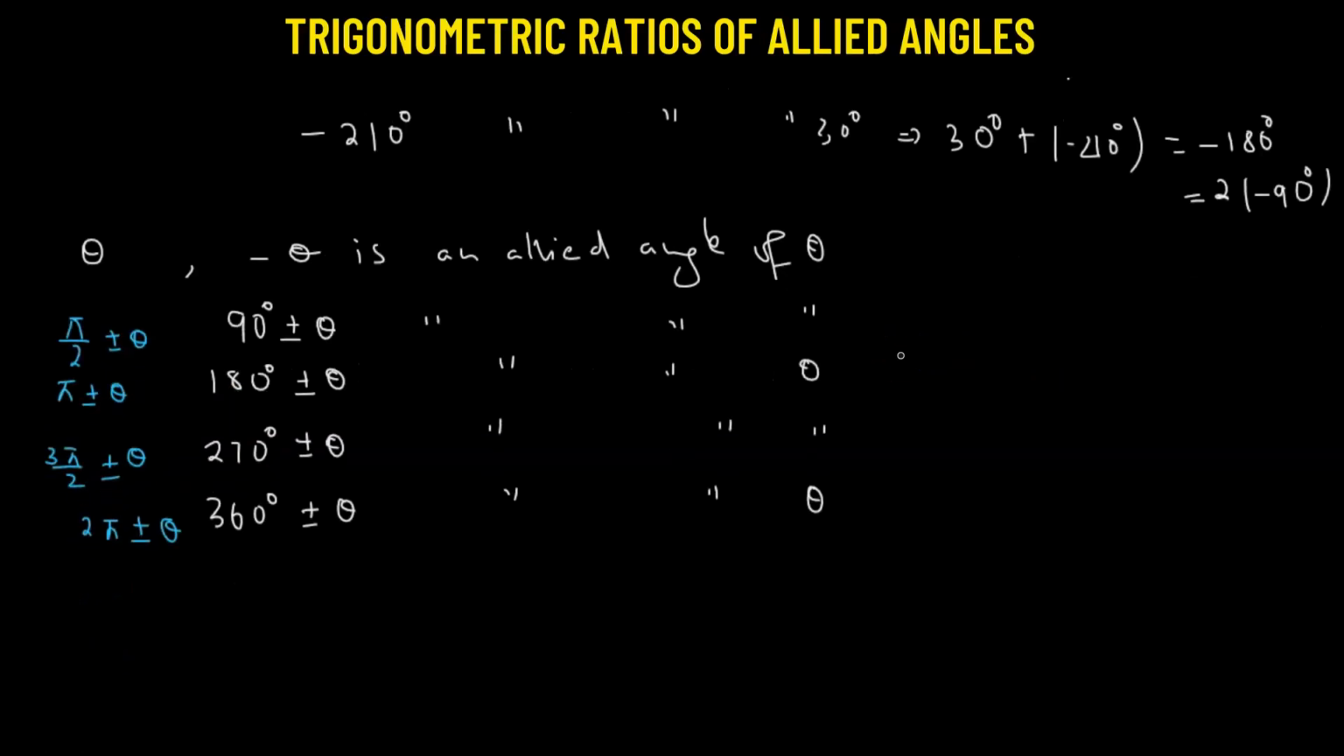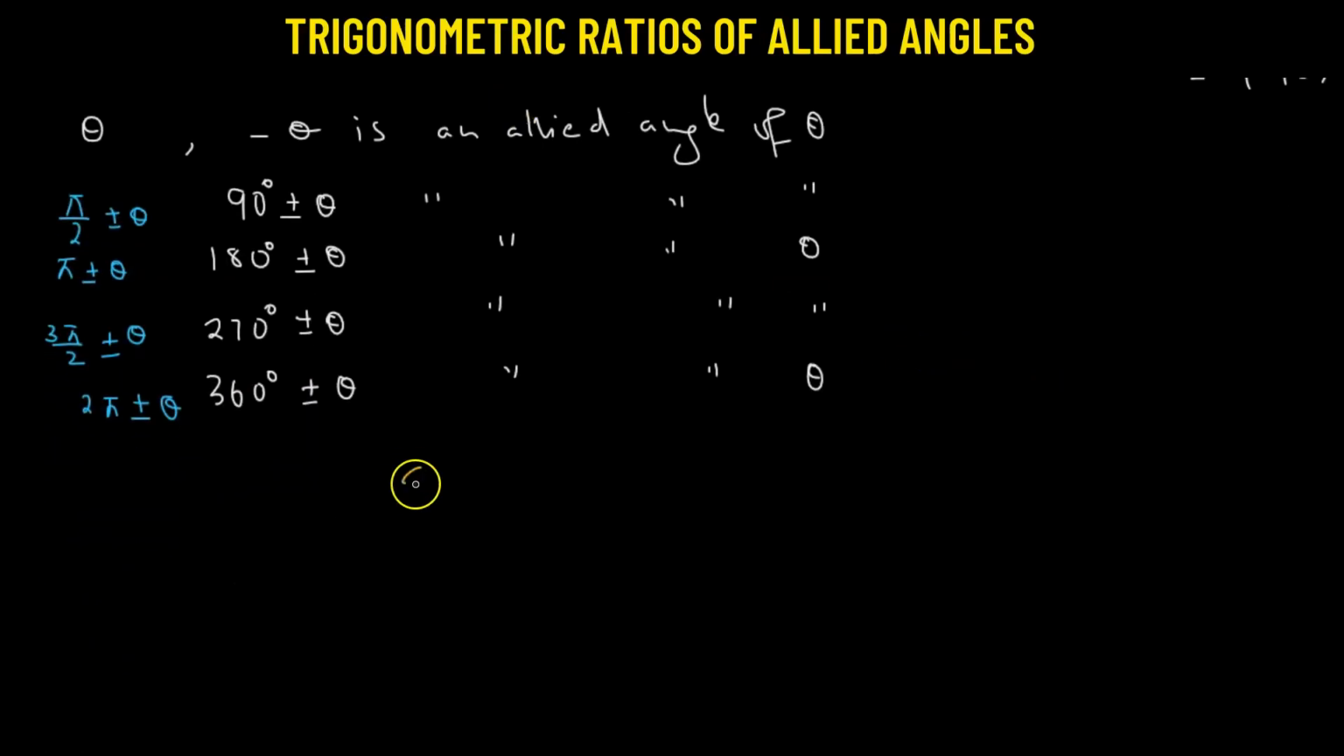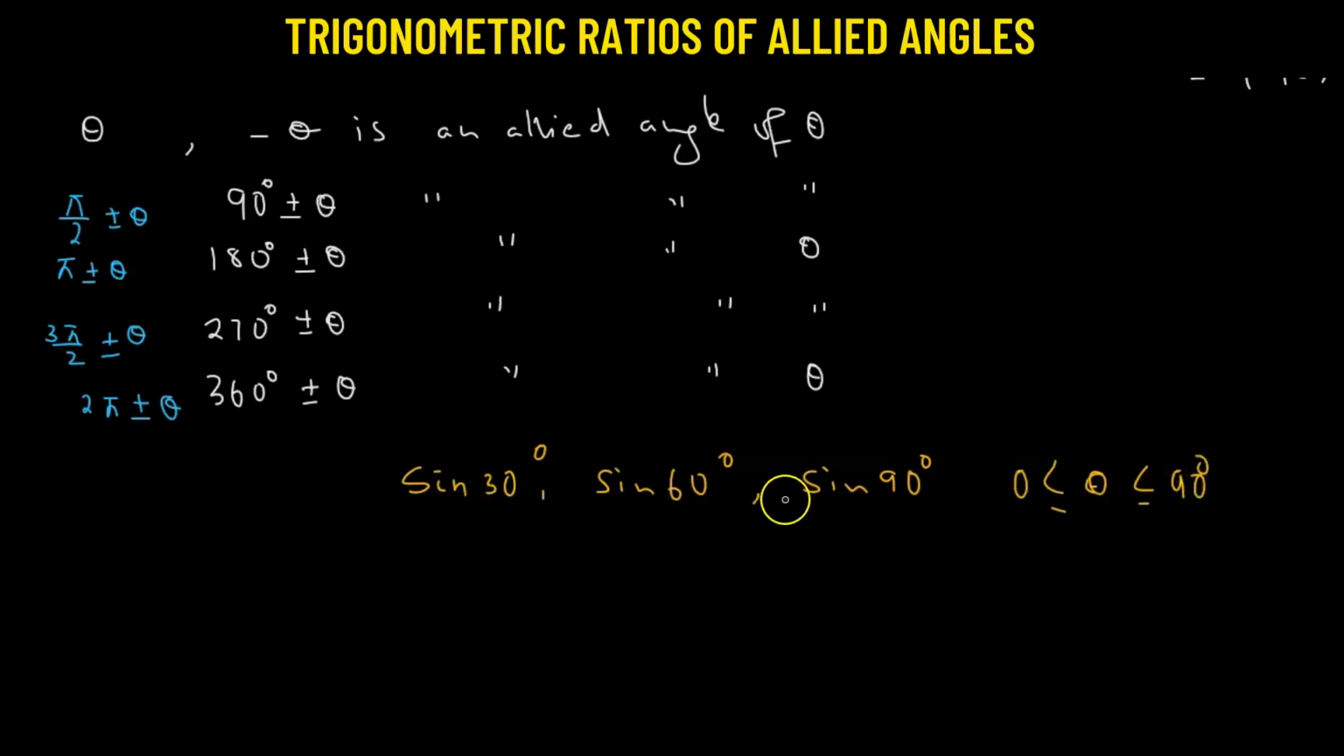Now why are allied angles very important? Because for instance, let's say we know the value of sine 30 degrees, sine 60 degrees, sine 90 degrees. That means for an angle theta lying between 0 and 90 degrees, we can easily find the value of sine or cosine or all the remaining trig functions. But the moment we are given a very huge angle, for example sine 700 degrees, this is when it becomes very important to understand the concept of allied angles. We will learn different techniques to find the value of sine 700 degrees, but let's first try to understand the meaning of each of the angles.